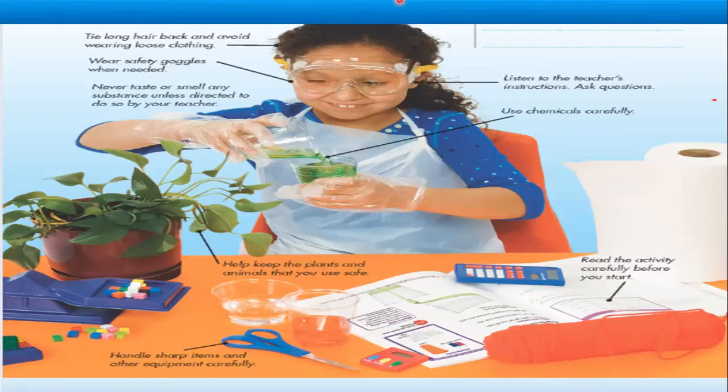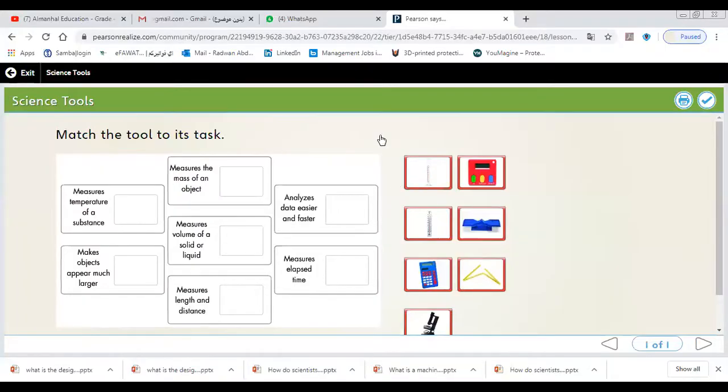Now, before I start, I want to remind you also of the science tools. Okay, all of you listen here. Who wants to come and do it? I will choose using Class Dojo. Okay. Now, first, to measure the temperature of a substance, what will you use? Yes, thermometer.